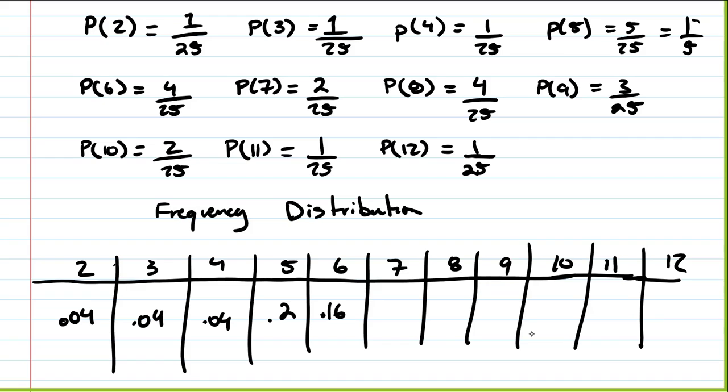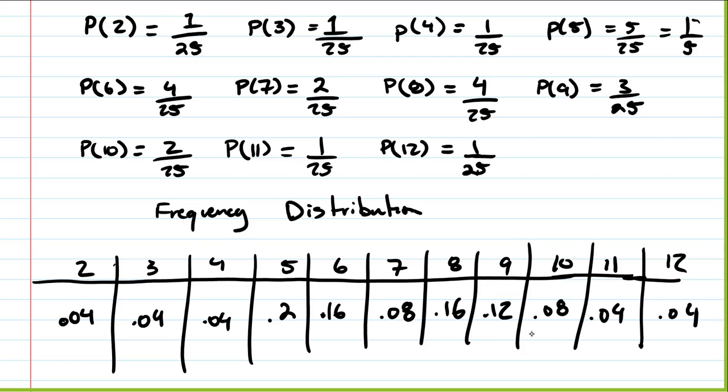2 over 25 is going to be 0.08. 4 out of 25 is going to be 0.16. 3 out of 25, what's that going to be? 0.12. 2 out of 25 is going to be 0.08. And then 0.04 and 0.04. And that would be our frequency distribution.